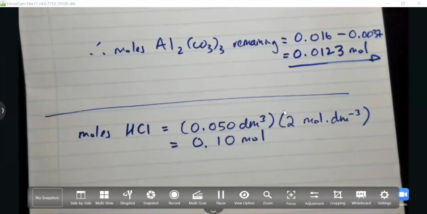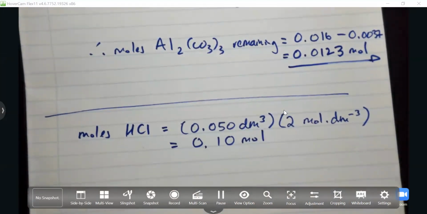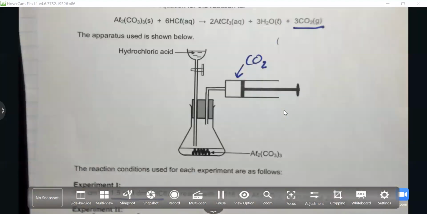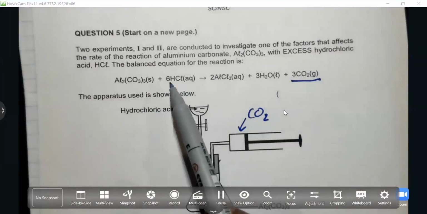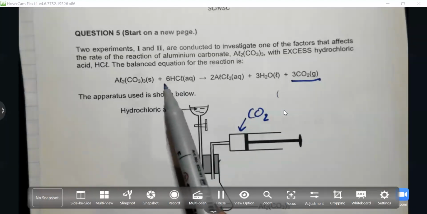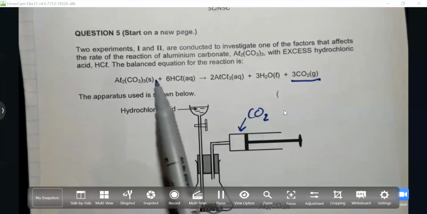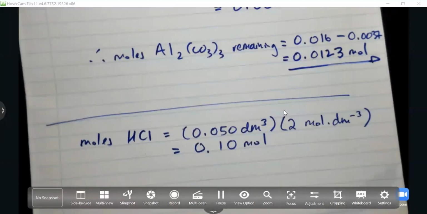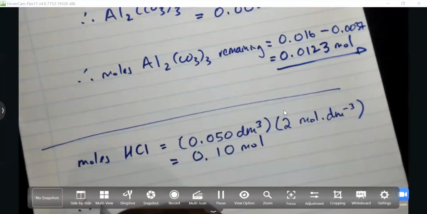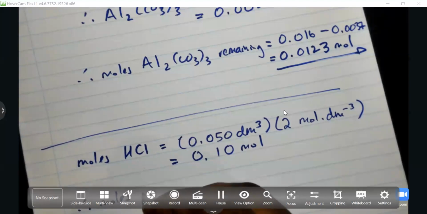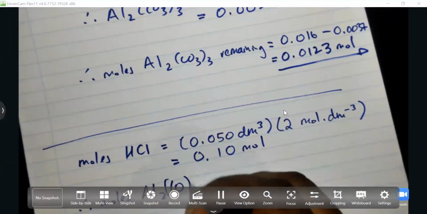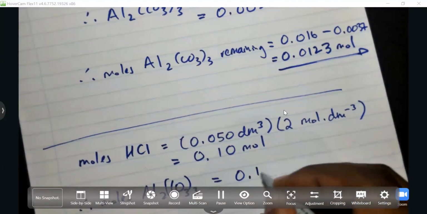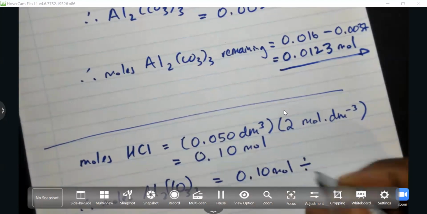I get 0.10 moles of HCl. If I go back to my equation, we can see that the stoichiometric ratio between HCl and aluminium carbonate is 1:6. So therefore, moles of aluminium carbonate in this case, CO3, is 0.10 moles divided by 6.